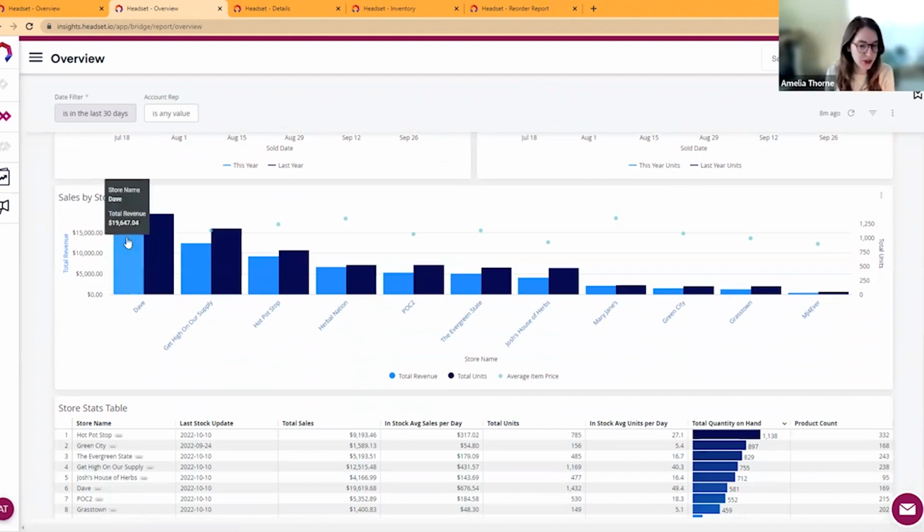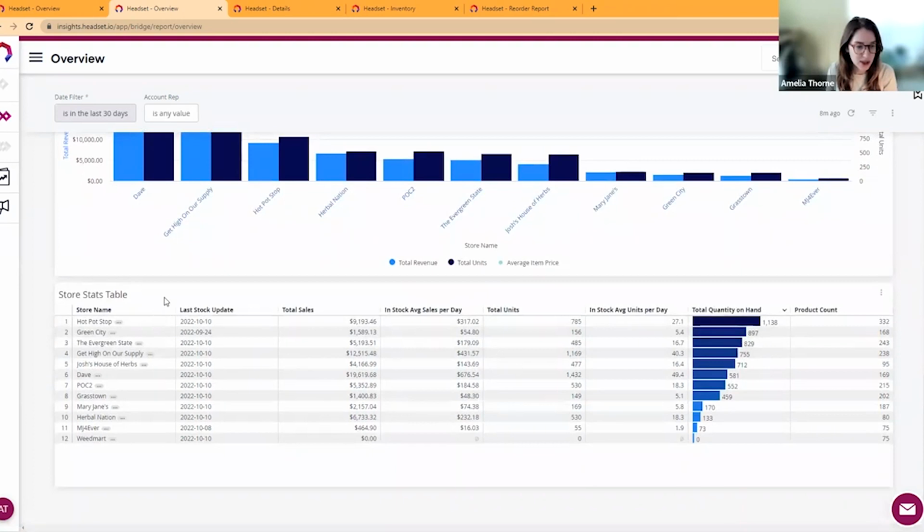In sales by store, the light blue is going to be total revenue. I'm going to use Dave as an example throughout this entire training process. We see Dave has a total revenue of about $19,647 in the last 30 days. At Dave, we have sold about 1,400 units with an average item price of $13.70. So Dave is definitely doing the best out of all of our stores in terms of revenue and units sold. And then we can see the same info for the rest of our stores going down.